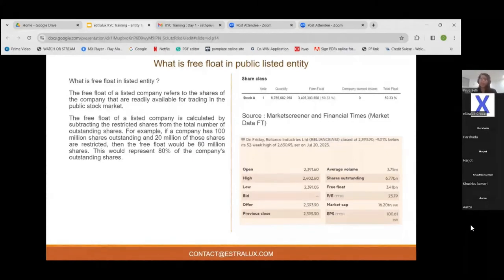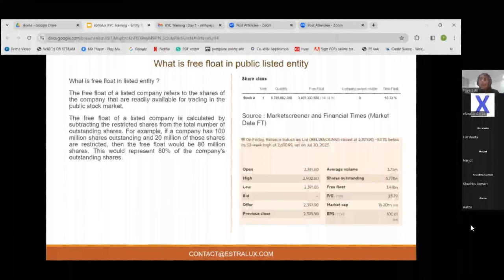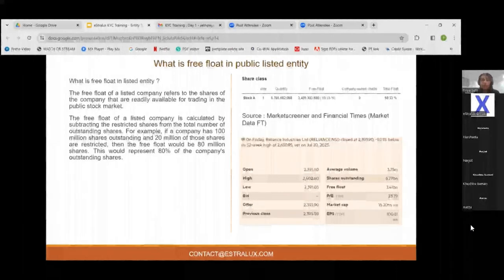Okay, sure. Ma'am, can you explain free float again? Yes, Harjot. Like, what is actually free float shares? Because in the slide where it is written share class, I'm not able to get it. Like, what is actually the float shares? Okay.